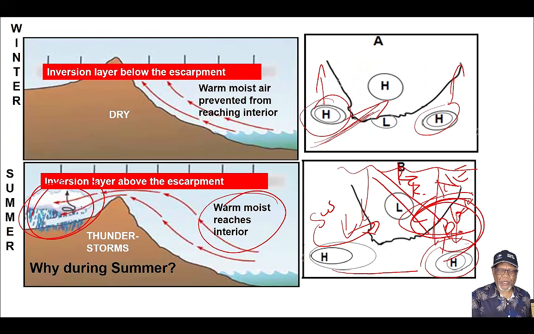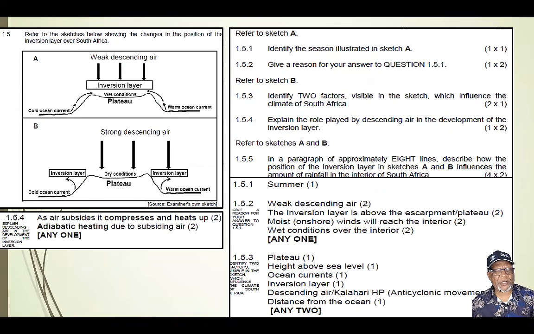This is what we experience during summer. We experience precipitation because the Kalahari high pressure has moved higher in the atmosphere. When it moves higher in the atmosphere, it allows warm, moist air to go into the interior, and this warm, moist air will condense to form clouds, and there we are. We have your precipitation during which season? During summer.